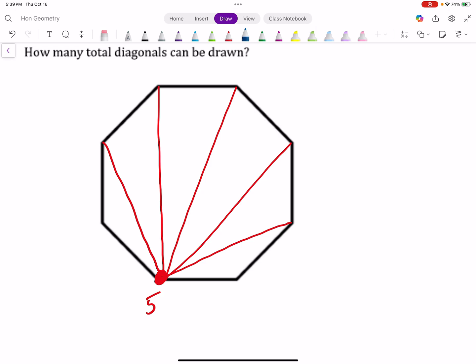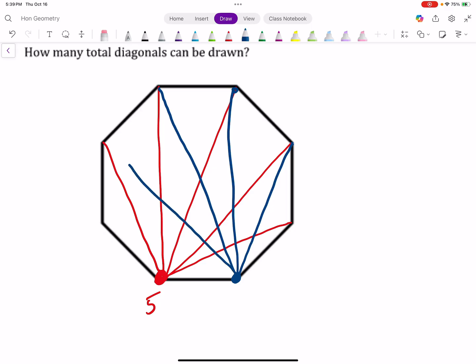Let's switch colors. Let's come to the one next to it. That I could draw in 1, 2, 3, 4, 5 from there. Now, some people will go, oh, it's 5 times 8. It is not, because when you get to the next vertex, one of those diagonals, this one right here, is already drawn. Don't draw it again.